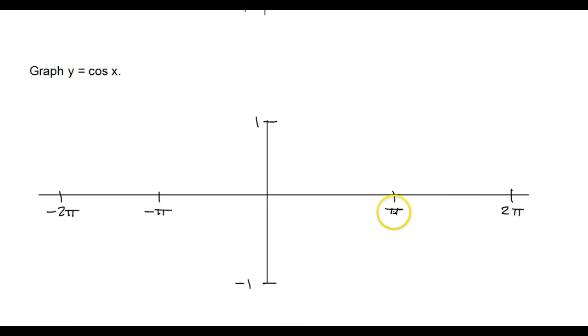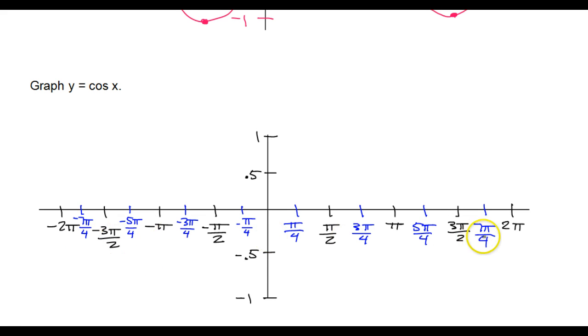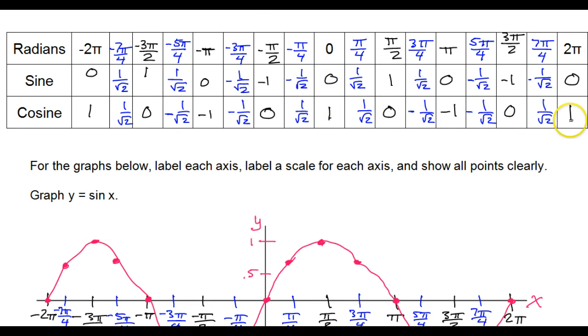Alright, there's our 2 pi and our pi, our 1, our negative 1, our negative pi, and our negative 2 pi. I'll split it up a little bit more. Alright, so there's that next level of detail. And there's your multiples of pi over 4. So now let's just plot some points. Let's do the quadrantal angles first, shown here in black.